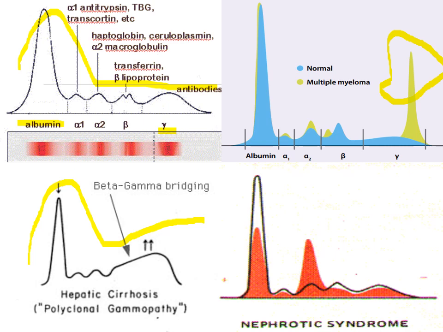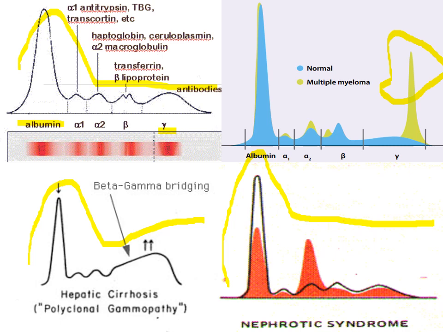But here, beta and your gamma are being connected with each other. So it formed a bridge between these two types of proteins. So this is a unique feature for hepatic cirrhosis. On the other hand, this is the electrophoretic pattern for nephrotic syndrome.